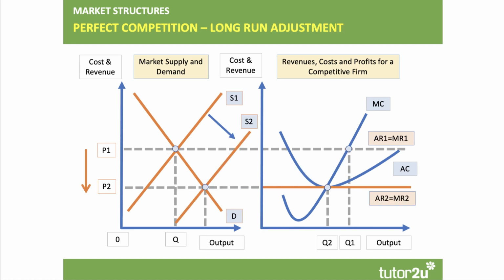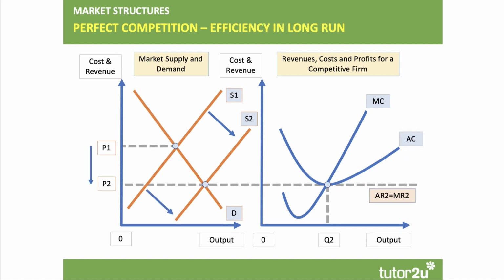But of course, in the long run, we're assuming that the market has no barriers to entry, and so the entry of new suppliers into the market shifts the market supply from S1 to S2 on the left-hand side there. That drives the market price down to P2, and you reach an equilibrium in the market where the price P2 is just sufficient to earn normal profit for each firm in the market.